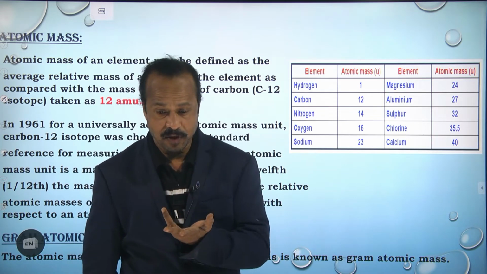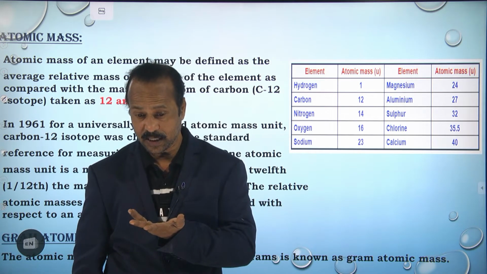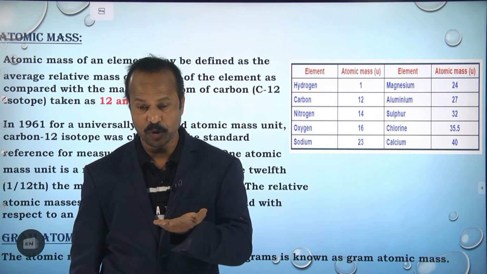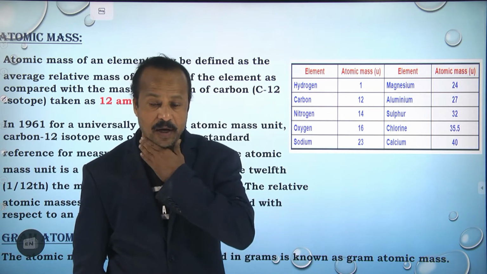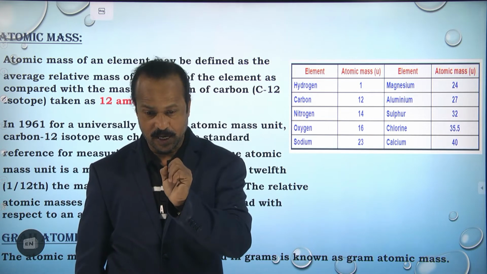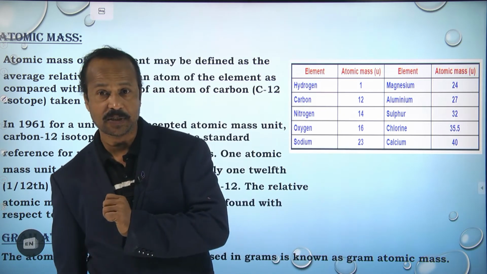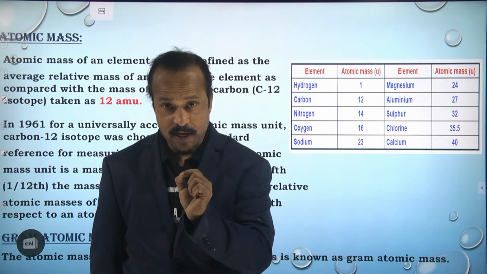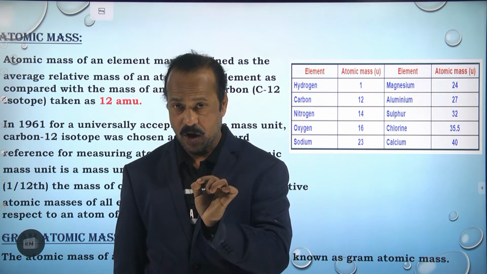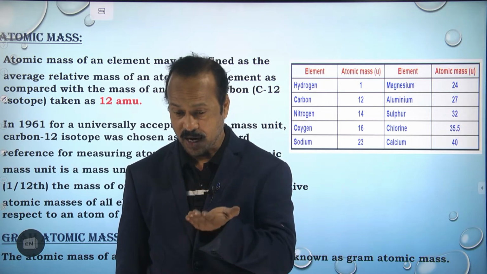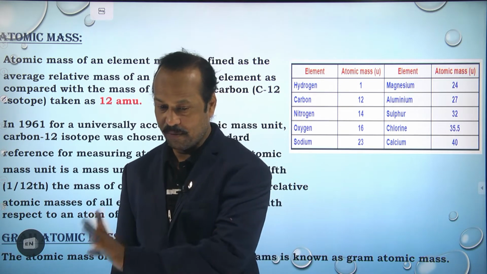Now atoms are very small, we already discussed in the last classes. Atoms are very small, they are invisible to us. We cannot see them. Then how can we measure the atomic mass? What should be taken as a standard to measure the atomic mass? In 1961, it was universally accepted that the 12th part, very important, the 12th part of the mass of carbon is taken as a standard, which is equal to 1 AMU. Is this clear to you?